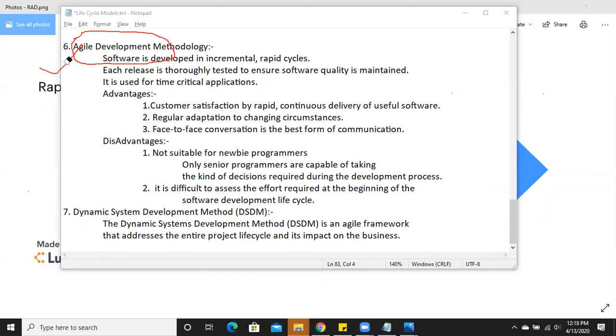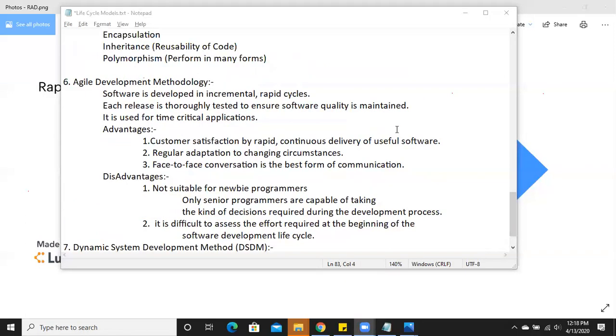So let's move to the last topic of this chapter, the third chapter. From the next session, we will start our further chapters, right? The last topic of this chapter is the agile development methodology, which is a very important one, right?